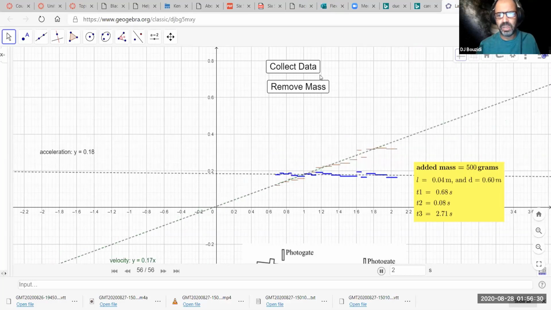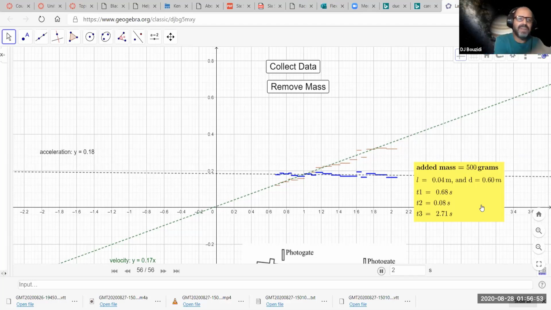And you might click on it twice to get the actual numbers. The data has changed, and you're supposed to answer questions related to that. When you add mass versus when you don't add mass, what is the difference? This is with the added mass of 500 grams. Again, the length L did not change, and is not going to change for this lab, because it's a physical property.